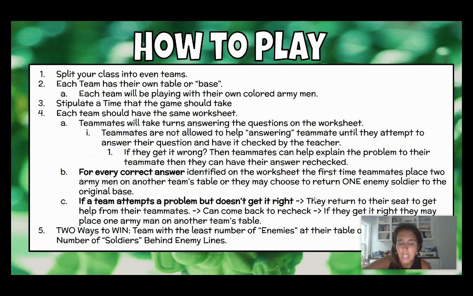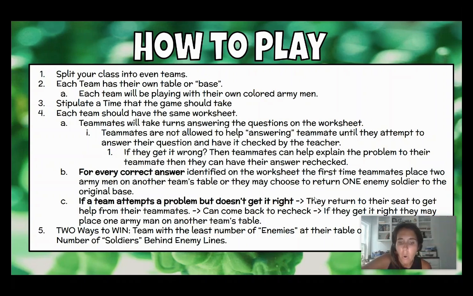For every correct answer that they identify on the worksheet, they can place 2 army men on another team's table. So if I'm on the blue team and I get it right the first time, I can take 2 of my blue guys and put them on 2 other people's tables, or I can take both of them and put them on the same table. Or I can choose to return one enemy soldier to the original base. So if I'm at the blue table and there's a green man there, I may not want him there. Okay, so I'm going to return him back to green.